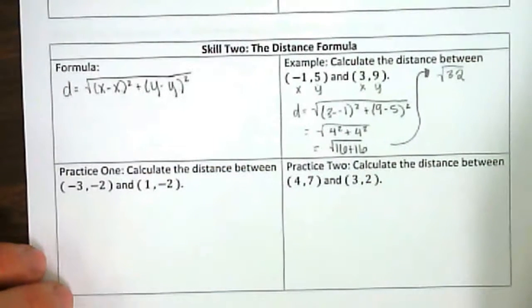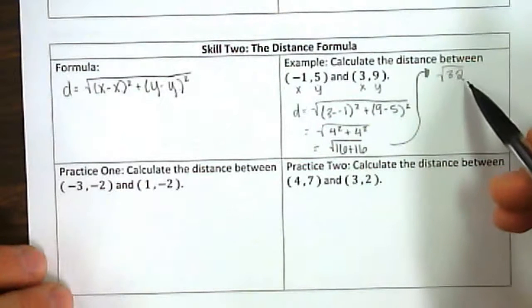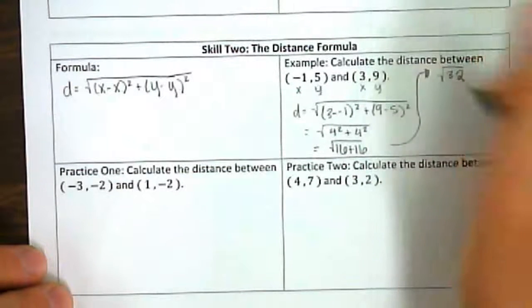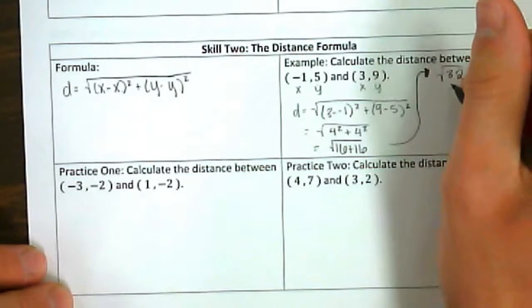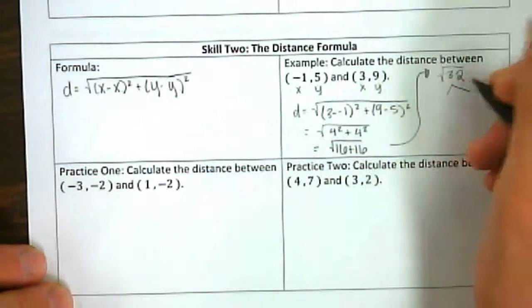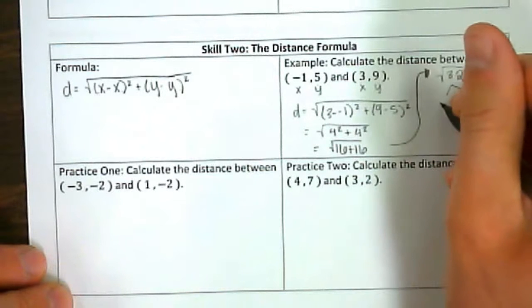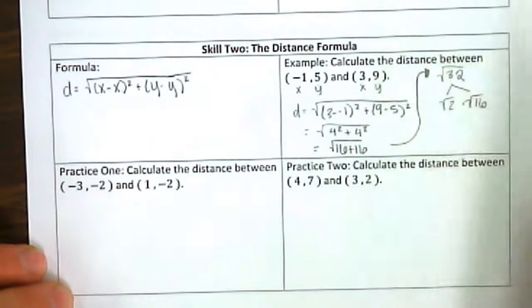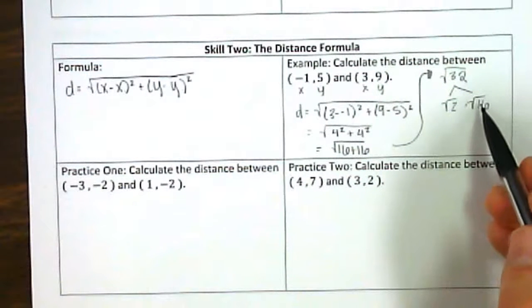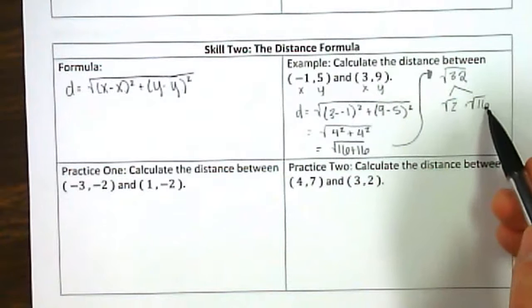Now when we have a radical like this, we try to break it apart into two numbers, one that has a perfect square and one that doesn't. I see here that 32 is equal to 2 times 16, so the square root of 2 times the square root of 16. And I picked 16 because 16 is a perfect square.